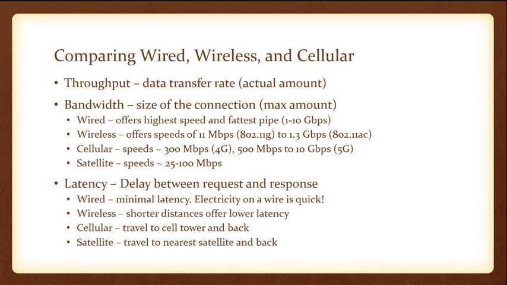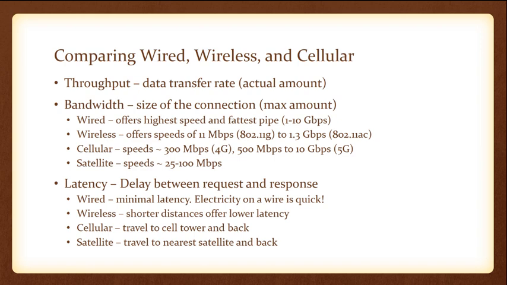In terms of throughput and bandwidth, the best option is wired. Wired offers the highest speed and what we would say the fattest pipe. This can be anywhere from 1 to 10 gigabits per second. After that, wireless is best. It often offers the speed of 11 megabits per second if you're using 802.11g, all the way up to 1.3 gigabits per second if you're using 802.11ac. So if you're trying to download music or download a video or stream a video, it's always better to use wired compared to wireless. You're going to have the best speed and the best chance of getting the throughput that you want.